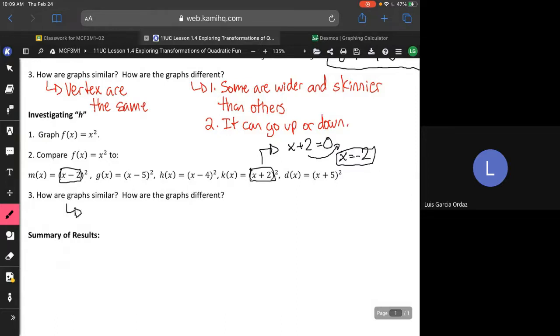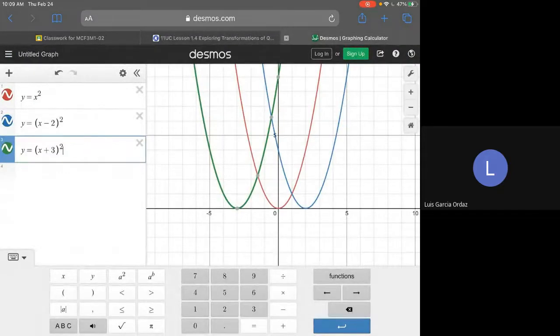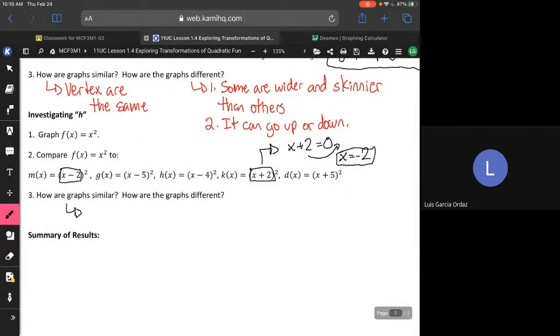So what do you notice about the y value of the vertex in these three graphs? What do you notice about the y value of the vertex? No, not the x's, those are different. What about the y values or the k values? So if you notice in these equations, do we have a k? Do I have a plus or minus a number after? No. So what would my k value be? 0, which means the y value of my vertex is going to be 0. Yeah, the y value is 0.